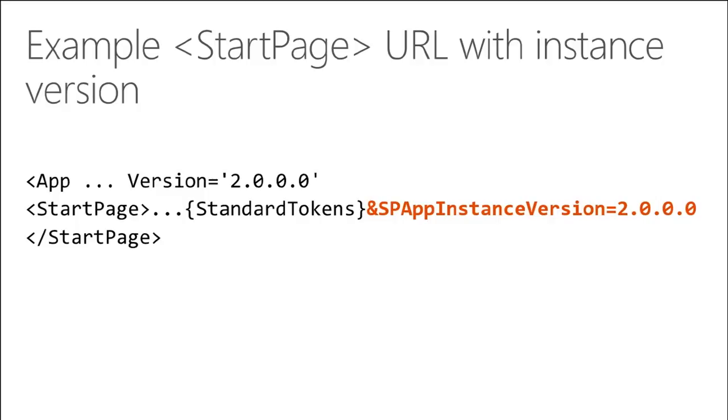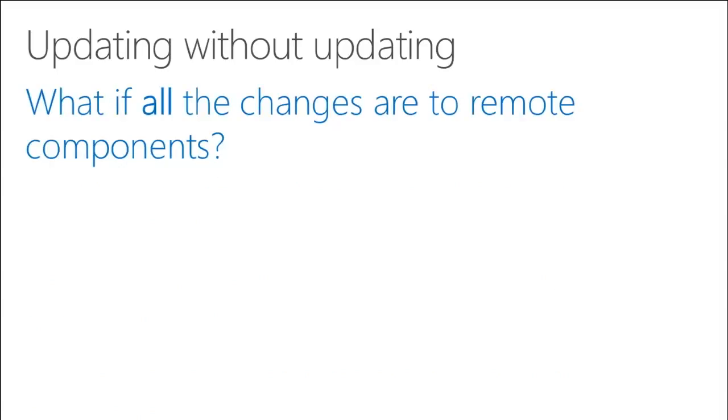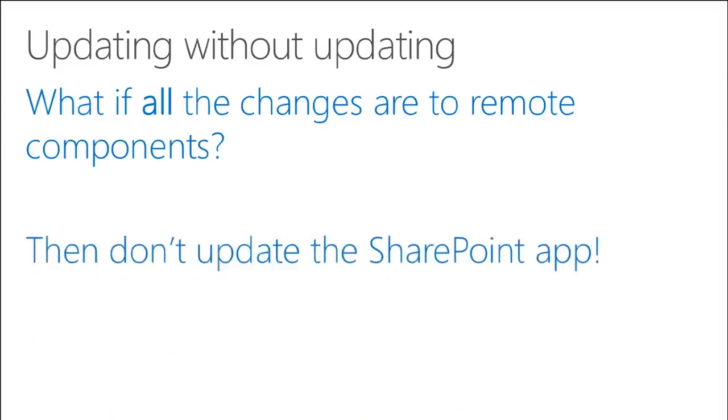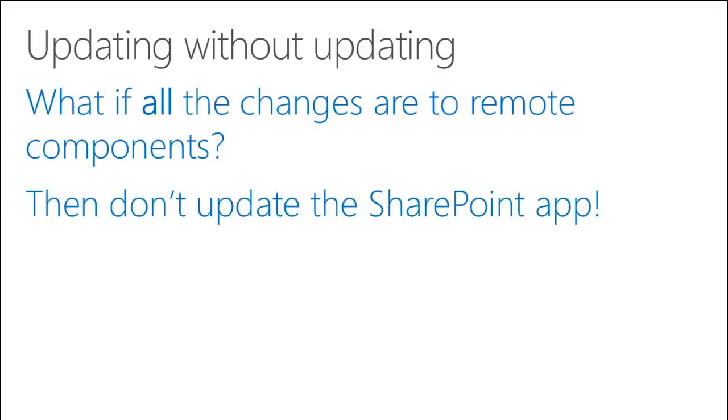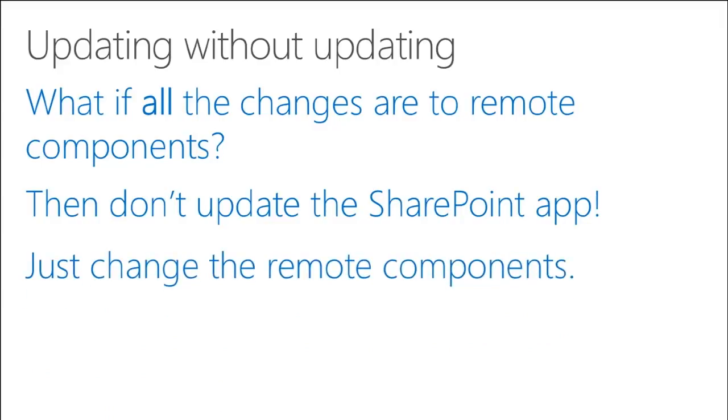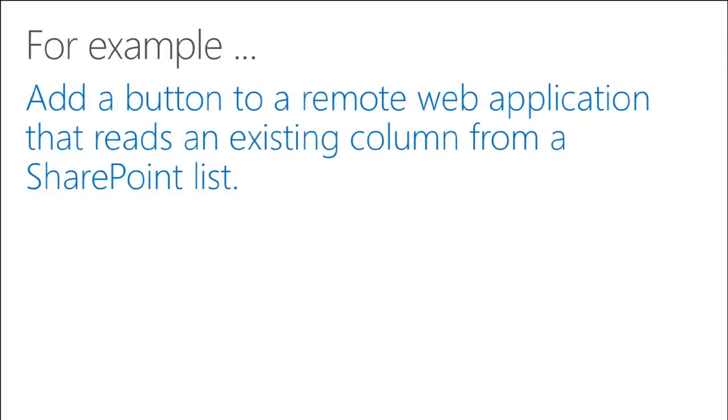Nothing mysterious there. Quick side topic here, I'll call updating without updating. What if all the changes are to remote components, and those changes don't have to be reflected in the SharePoint components in any way? Okay? Then, don't update the SharePoint app. Just don't update it. Simply change the remote components, and the new functionality will be available immediately, even to people with the old version of the SharePoint app. I should say current version, since you're not updating the app.